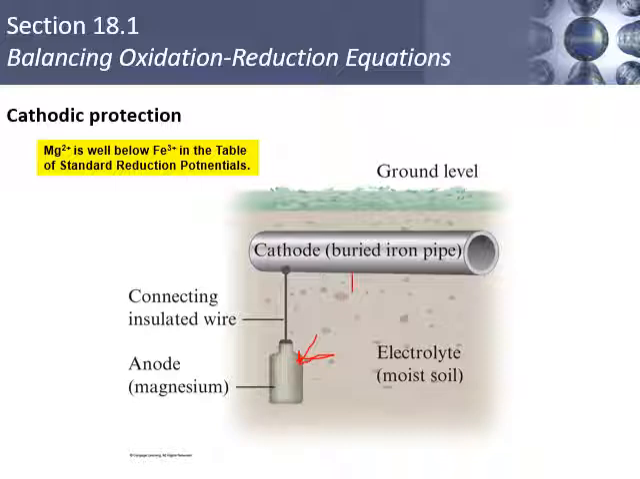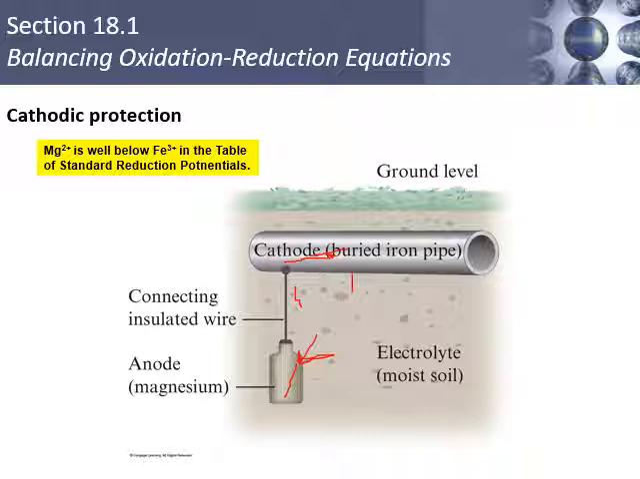So they put it down here and they connect it with a wire to this iron pipe. And what will happen is, instead of this iron pipe getting oxidized and turning into rust, this will get oxidized. And when it gets oxidized, it sends its extra electrons through this wire up into the iron. And that adds an extra layer of protection because you've got all those electrons floating around in the iron pipe.